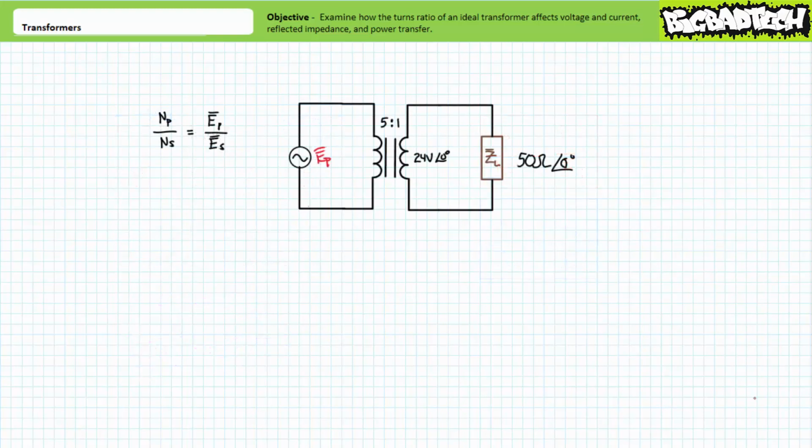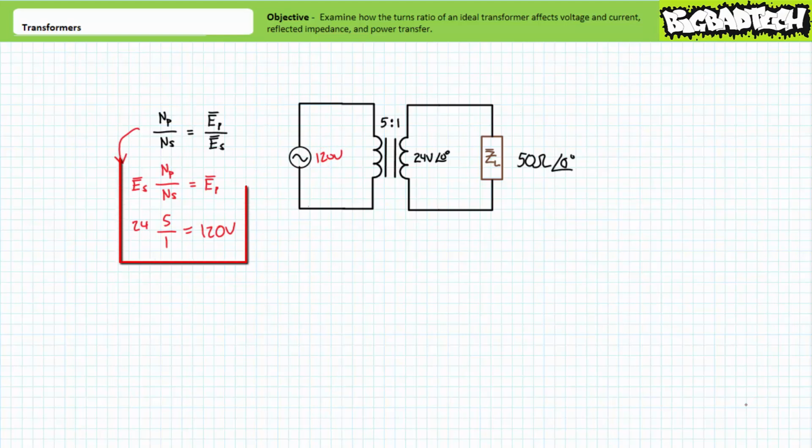Consider an application in which a 5-to-1 step-down transformer is being used to power, let's say, a desk lamp that necessitates 24 volts AC to operate, where the bulb is modeled as a 50 ohm resistor. As we previously demonstrated, this would necessitate a 120 volt AC source in the primary to provide the input voltage necessary for the 5-to-1 step-down transformer to produce the necessary 24 volt AC output.